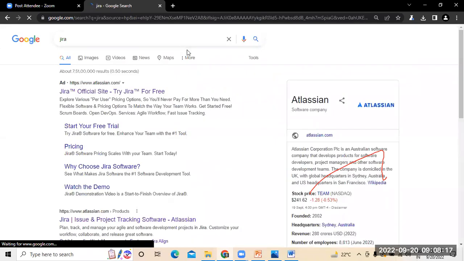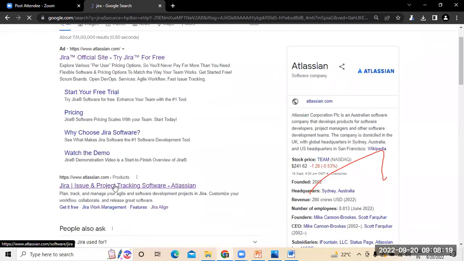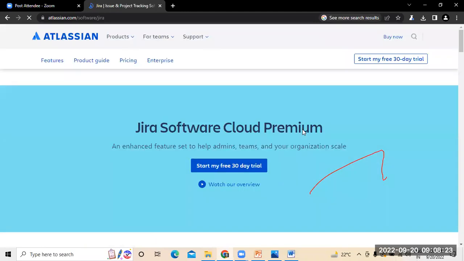This is how the JIRA projects look like. So being a business analyst turned product owner, you need to write down here.